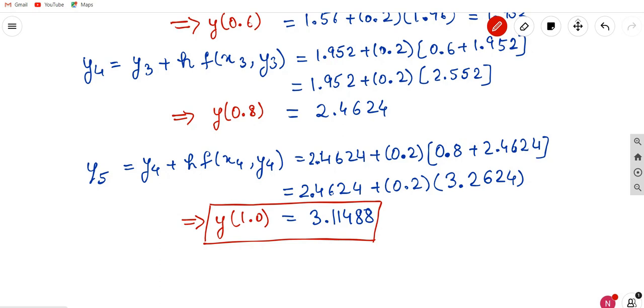What is the value of y at x is equal to 1? So this is the approximate value. If we wish to calculate it to three or four decimal places, this would be 3.1149 approximately. So like this, we can apply Euler's method and we can solve the question.